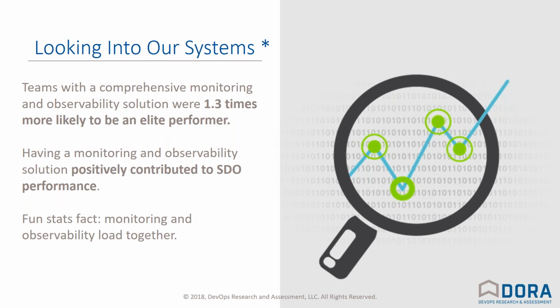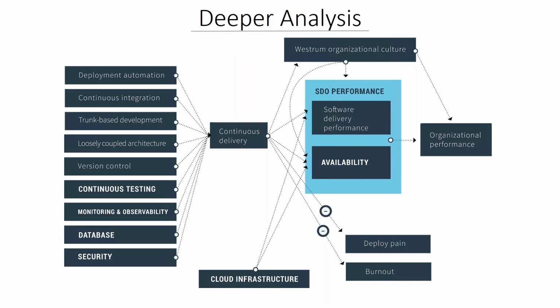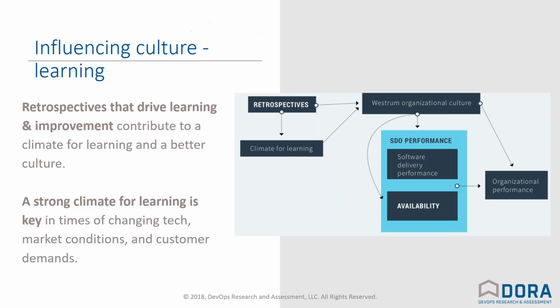Next slide. The notion of availability is now treated distinctly as a performance measure. Talk a little bit about that. Next slide. All right, culture and learning.